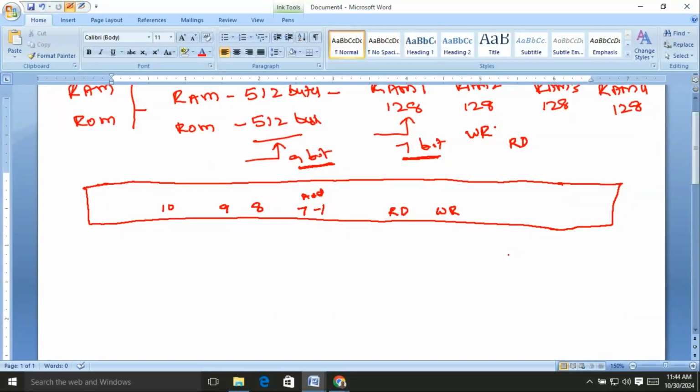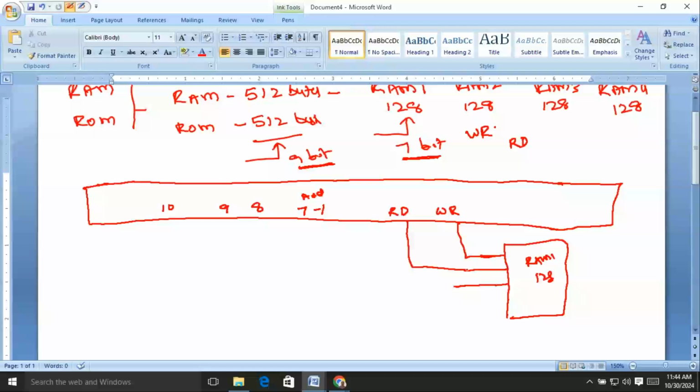Now let us consider this is the first RAM chip of 128 bytes. The first RAM chip consists of the write signal, read signal, and 7-bit address lines. So this is the write signal, this is the read signal, and this is the 7-bit address lines. It also has CS1, that means chip select 1, and CS2 bar.